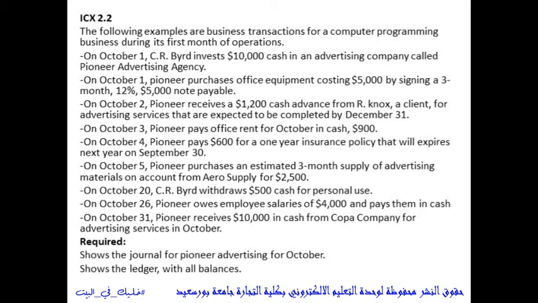On October 31, Pioneer receives $10,000 in cash from Coupa Company for advertising services in October. Required: show the journal for Pioneer Advertising for October. Show the journal with all balances.